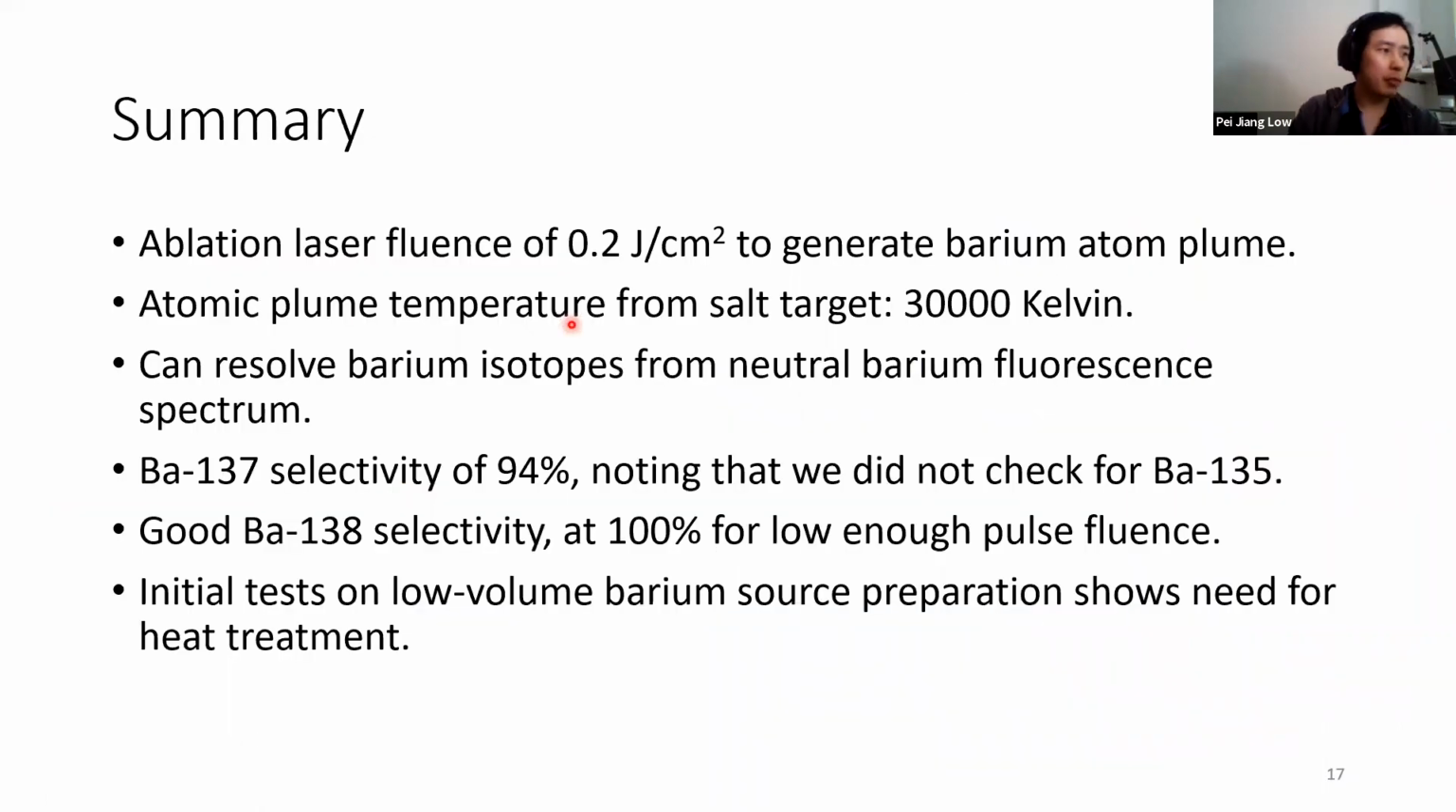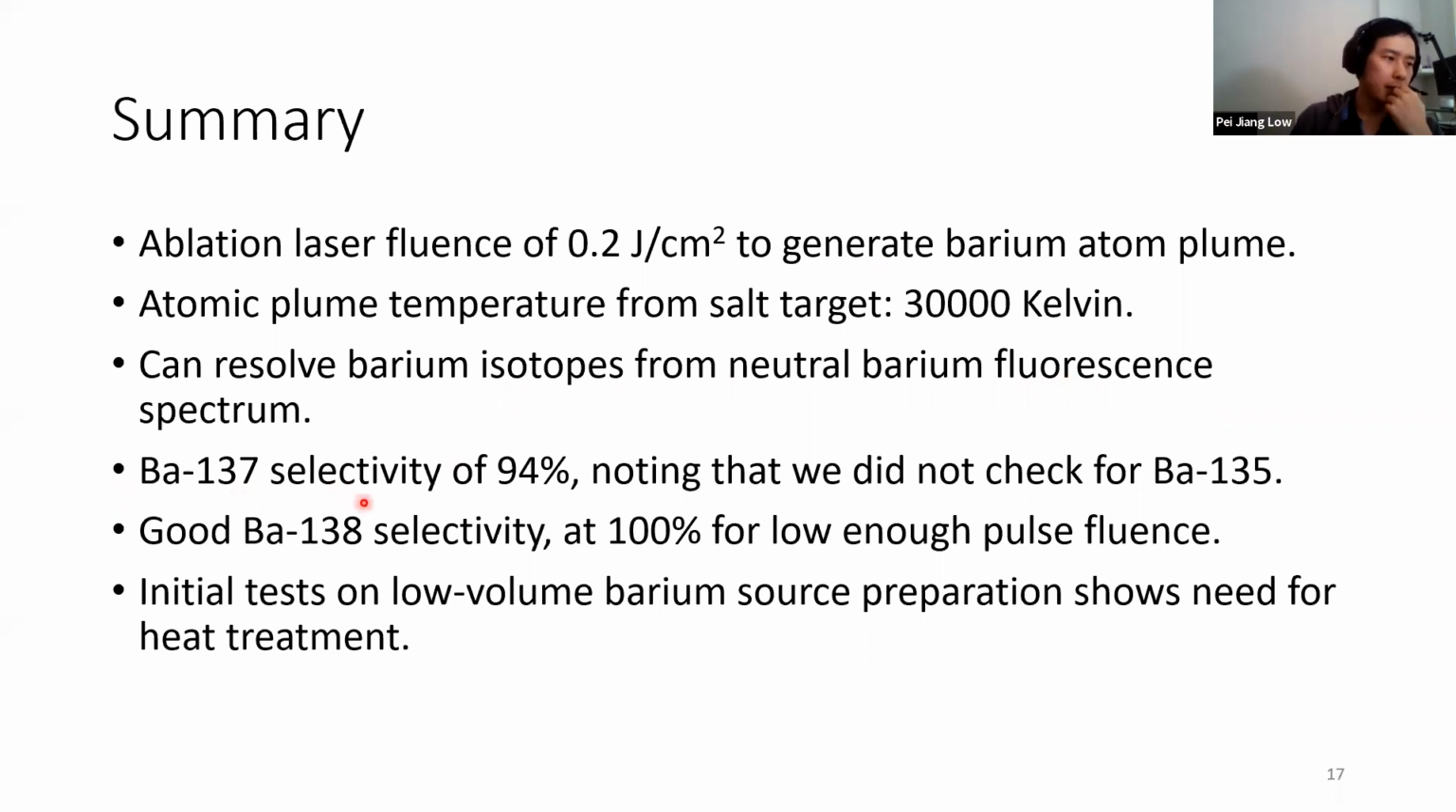So in summary, we have figured out the threshold of the laser fluence to generate a barium atom plume, at least from the non-heat treated target. And then we find that the temperature is very high after you ablate it, which is about 30,000 Kelvin. And we can resolve the different barium isotope peaks from the neutral barium fluorescence spectrum. And so we should be able to selectively load, and that is what we see as well.